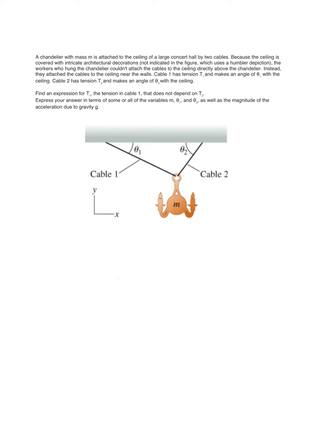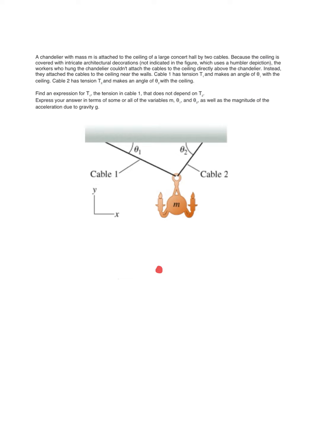In this problem, we have a chandelier of mass m that is attached to the ceiling by two cables. We're asked to calculate the tension in cable 1 in terms of the two angles, theta 1, theta 2, and the mass of the chandelier m. We'll go ahead and start off by drawing a free body diagram for the chandelier.